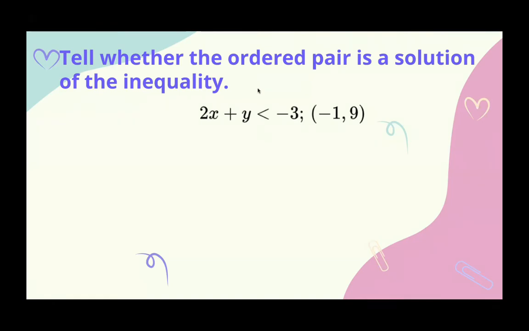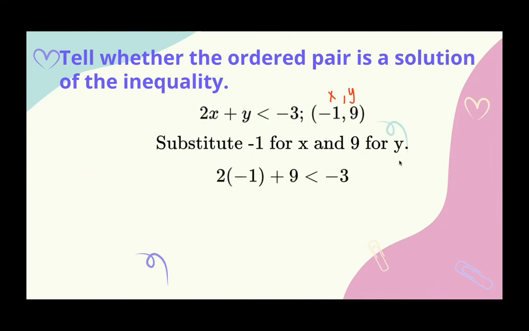We have the linear inequality 2x plus y is less than -3, and we're given an ordered pair -1, 9. We know that -1 is x, and that 9 is going to be y. So what we want to do is to substitute -1 for x in our inequality and 9 for y. So that would be 2 times -1 plus 9 is less than -3. Now all you want to do is simplify 2 times -1 plus 9. That would give you -2 plus 9, and that would give you 7.